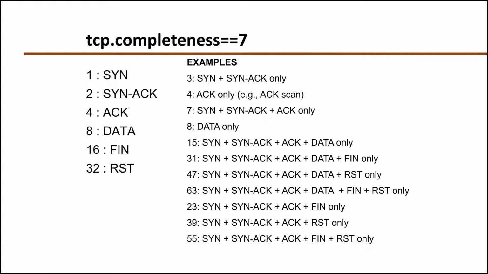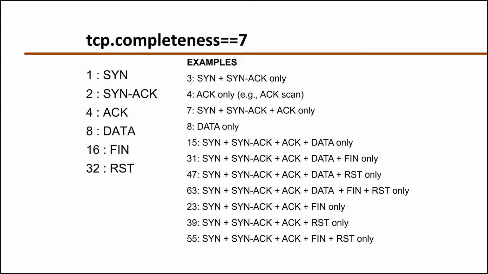Here's how it does it. It assigns a number to each one of these packet types. SYN gets 1, SYN-ACK gets 2, ACK is worth 4, data is worth 8, FIN 16, reset 32. And we add these together, and here's a whole list of examples and the numbers that Wireshark would come up with for each of these.